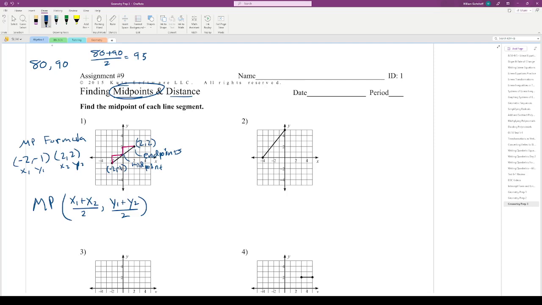And if we look at this one, we would take negative 2 plus 2 over 2. That would be our x-coordinate, because that's x1 plus x2. And then our y-coordinate would be negative 1 plus 2 over 2. So that was y1 plus y2 divided by 2. If I simplify that, negative 2 plus 2 is 0, and 0 divided by 2 is 0. And this one, negative 1 plus 2 is 1, divided by 2 is 1/2.